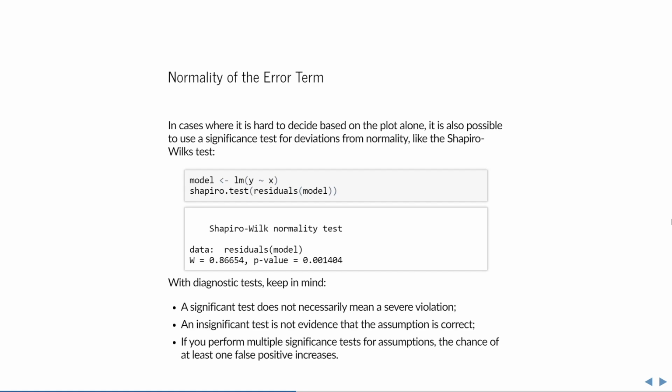from normality. However, as with all diagnostic tests, you have to keep in mind that a significant test doesn't necessarily mean that the violation is severe. And also, if the test is insignificant, you cannot interpret that as evidence that the assumption is correct. And lastly, if you perform significance tests for all your assumptions, then you have a lot of chances of a false positive. So the overall chance of at least one significant deviation will increase. And therefore, a lot of people recommend that you don't do significance testing for diagnostics.